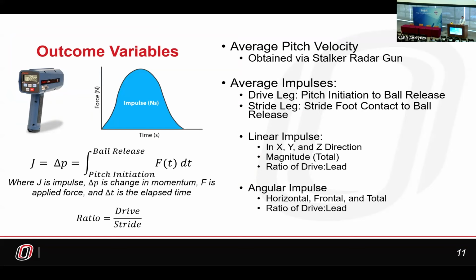Linear impulse was calculated in the X, Y, and Z direction. So again, towards third base is positive X, towards home plate is positive Y, and then vertically is positive Z, and then the magnitude of that, or the total. And then I was also curious about the ratio of the amount of drive leg impulse to stride leg impulse, so that was also calculated. And then similarly for angular impulse for the different directions there.